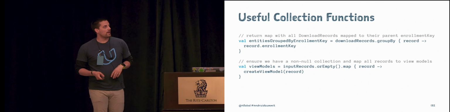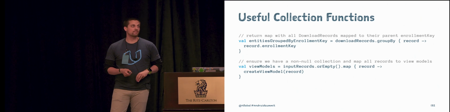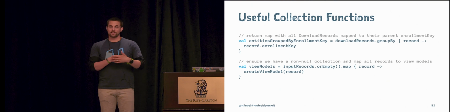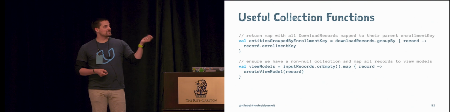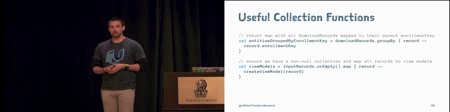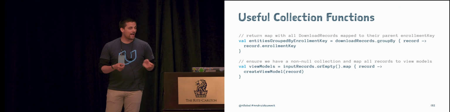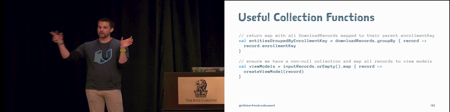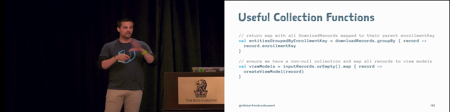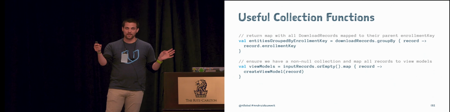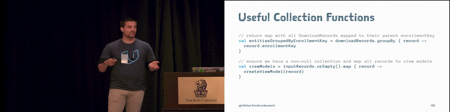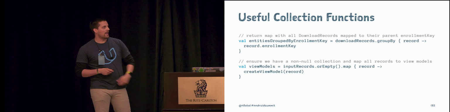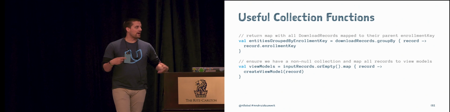A couple more here. Group by. This was really useful for me recently. Say you have a whole set of download records, and they maybe have multiple keys. You could use group by and pass in, let's say, the enrollment key of each download, and it will return you a map of that enrollment key and every record that matches that. So now you can quickly parse out all that data and know which ones are related to each other. And you can actually then combine this with things like associate by and filtering and do a lot of complex operations very quickly.